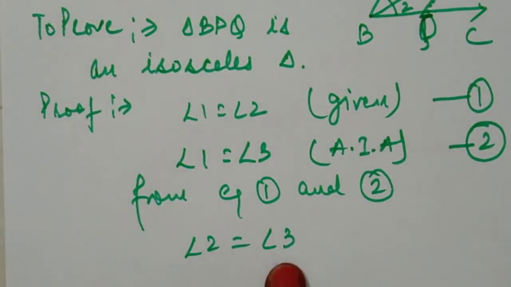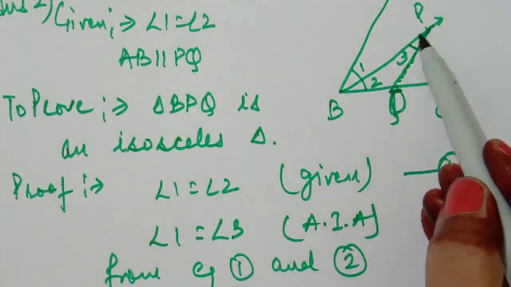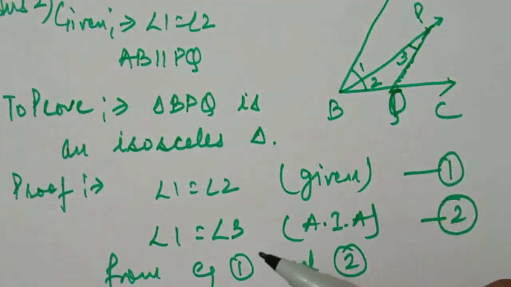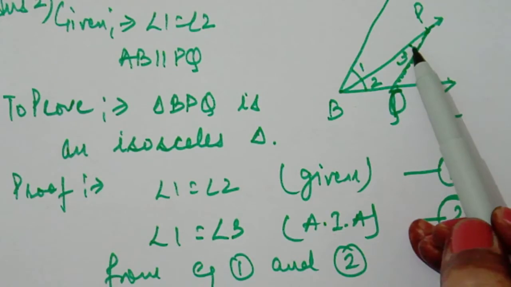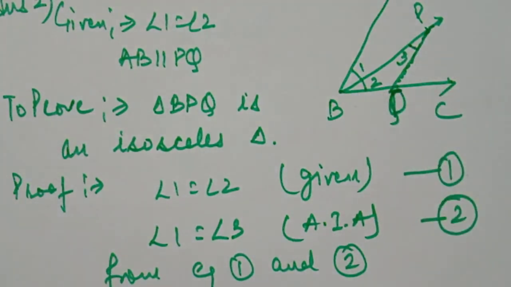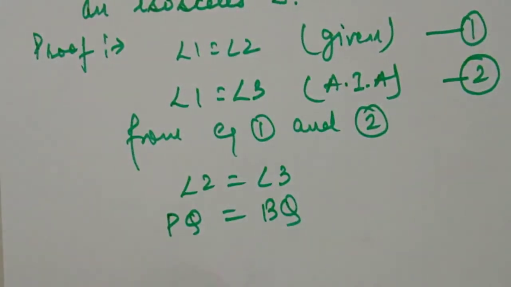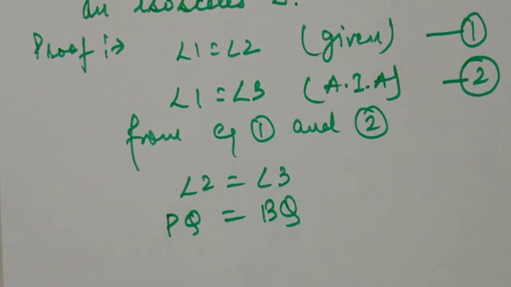So we know it very well, if two angles are equal, then the opposite sides of these two angles are also equal. So the opposite side of angle 2 is PQ, and the opposite side of angle 3 is BQ. So PQ is equal to BQ. Now it is proved that it is an isosceles triangle.